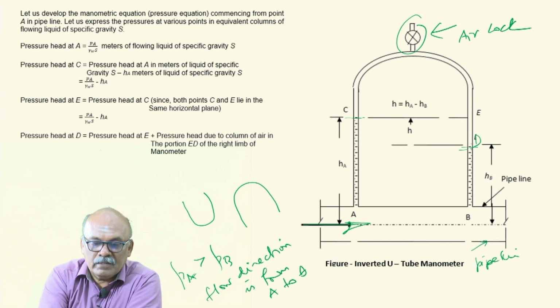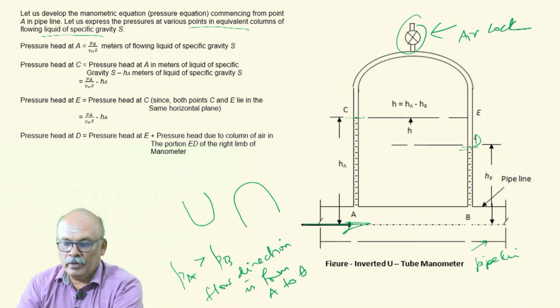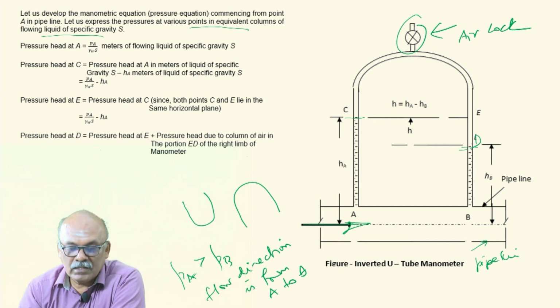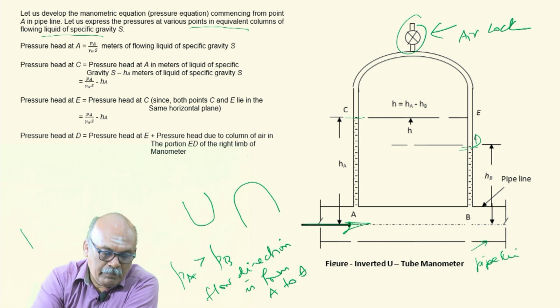So let us express the pressures at various points in equivalent columns of flowing liquid. So here we are writing in equivalent column of the flowing liquid of specific weight gamma or specific gravity S. So what is pressure head at A? Pressure head at A will be PA by gamma W into S.